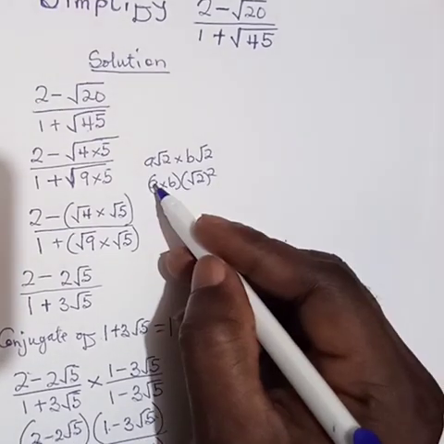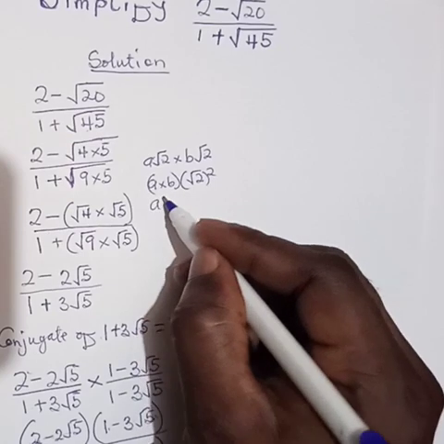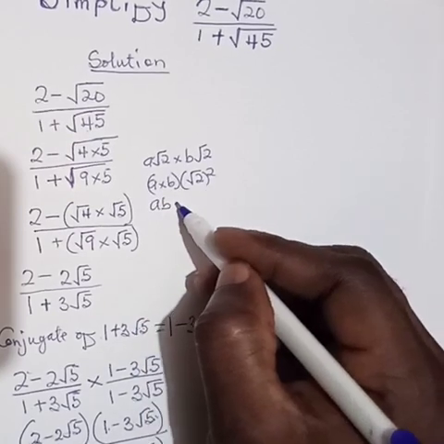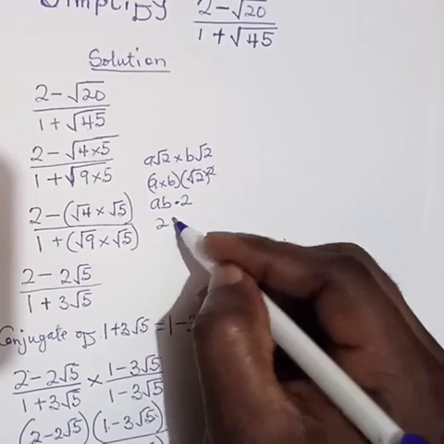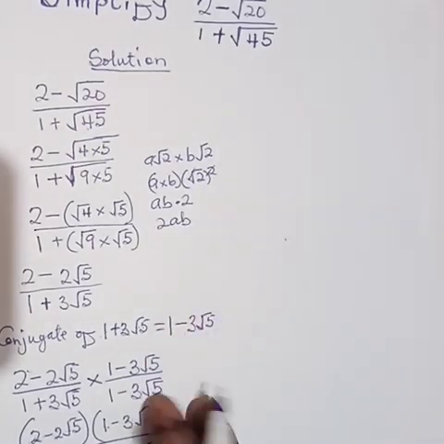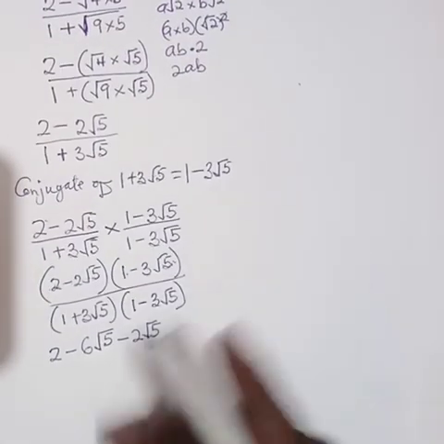Have you gotten it? So a times b will give me ab. And then times 2, which will give me 2ab. Have you gotten that? Great. So that is what we are applying here.